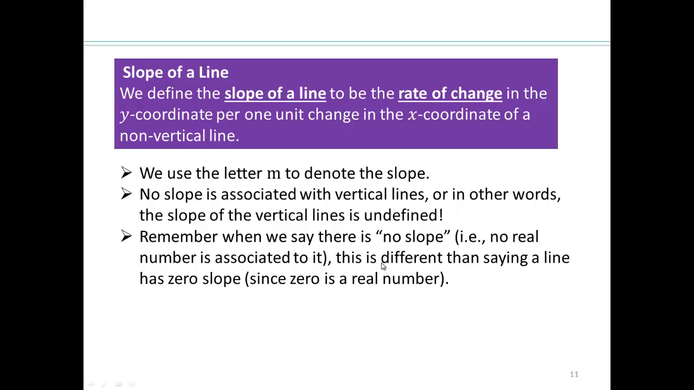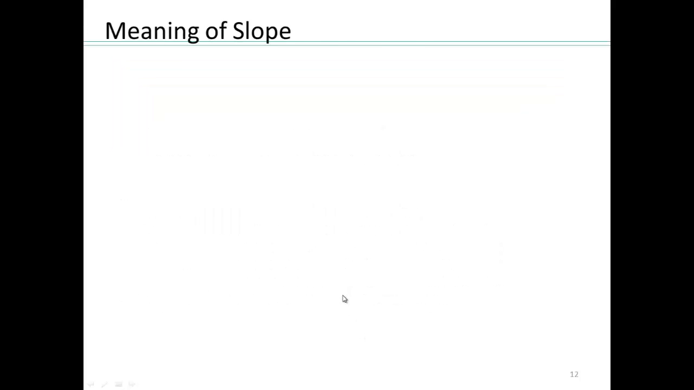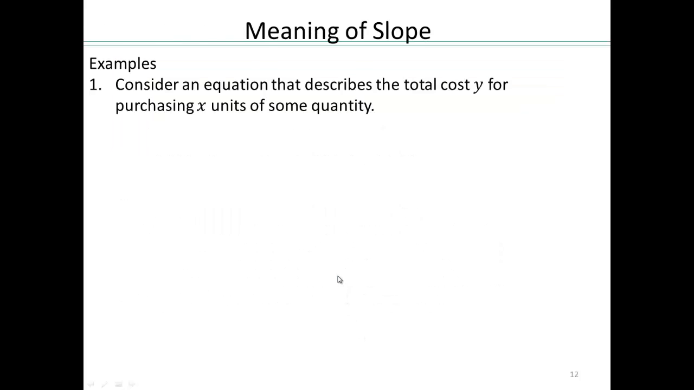That does not mean no slope means zero slope. Remember, zero slope means you have a horizontal line. There is no change in the y-coordinate per unit change in the x-coordinate. That's what a horizontal line refers to. So no slope is different than having zero slope. Keep that in mind.